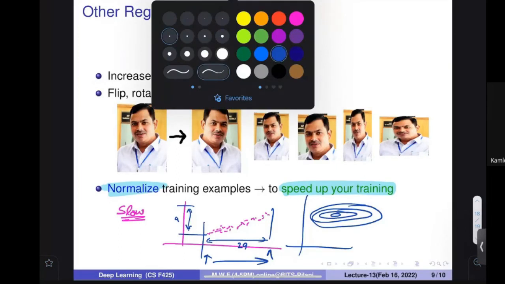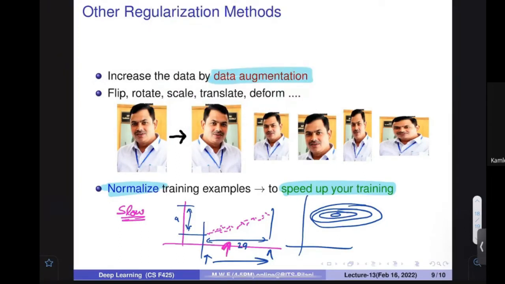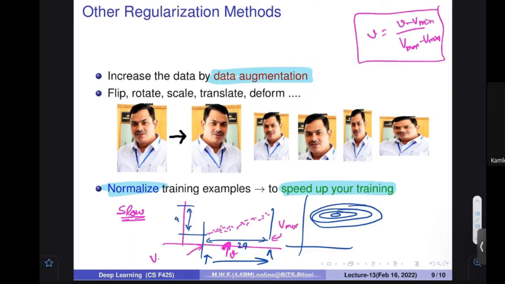For example, there is this value, I say V. So V is equal to V minus V min, divided by V max minus V min. If you transform this data using this particular formula, where this is V max and this particular quantity is V min, what would happen? The maximum value would be 1, and the minimum value would be 0.